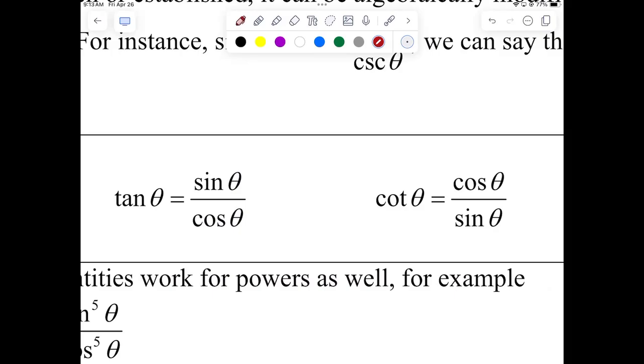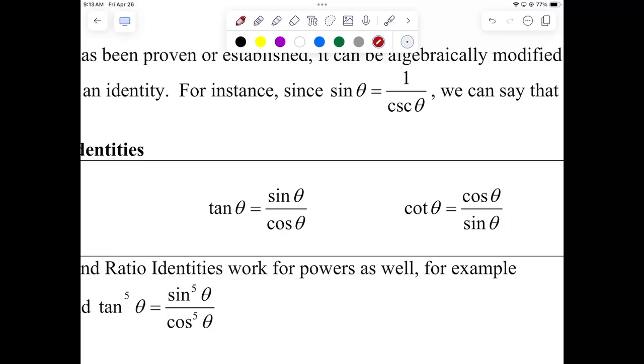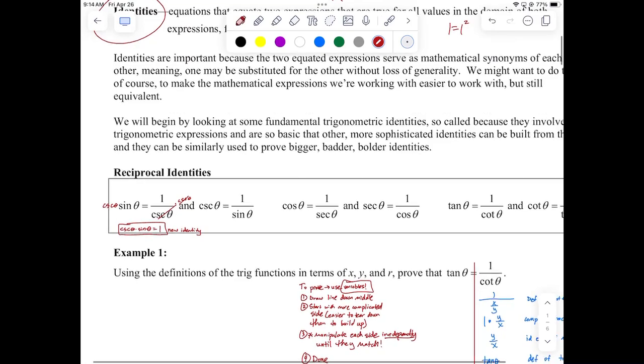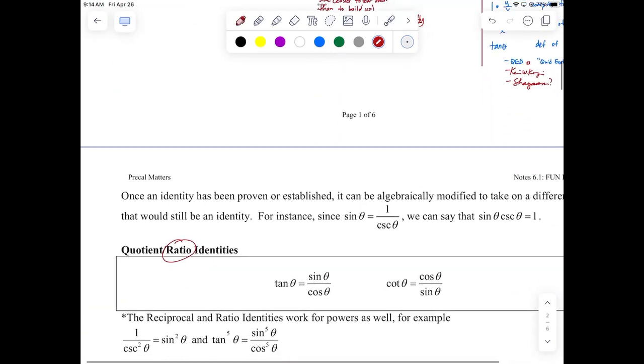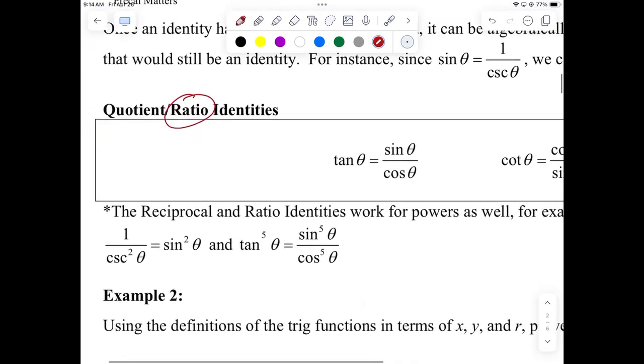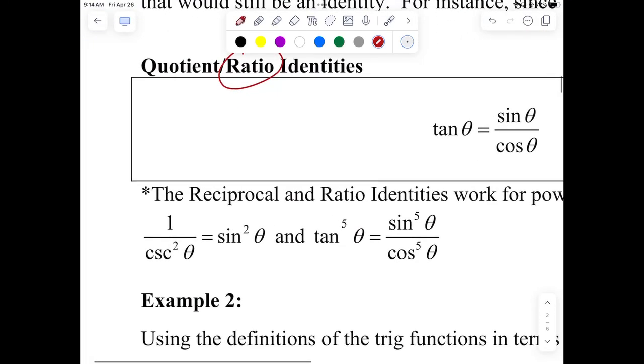So this is nothing new. We're just now formalizing that they are, in fact, identities, and we're giving that family of identities a name. We have the reciprocal identities, and we have the ratio identities. Okay? It's a ratio of two trig functions. Now, here's what's cool about the reciprocal and ratio identities: they not only work for single powers of trig functions, but they work for multiple powers.